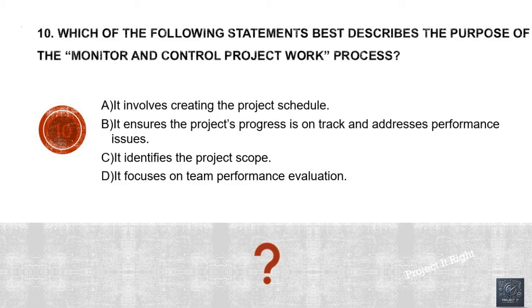10. Which of the following statements best describes the purpose of the Monitor and Control Project Work Process? A. It involves creating the project schedule. B. It ensures the project's progress is on track and addresses performance issues. C. It identifies the project scope. D. It focuses on team performance evaluation.